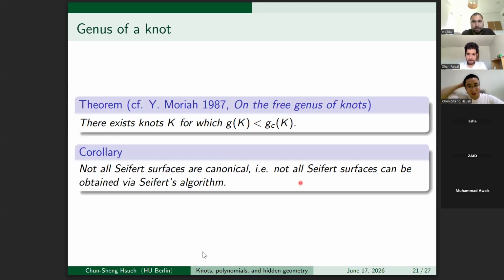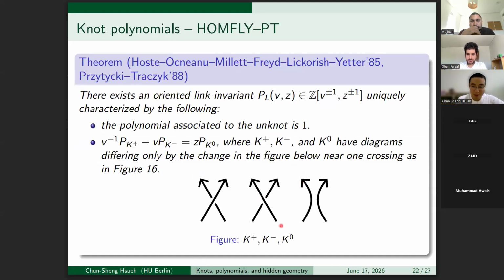And so now, the title of my talk was knots. We have been talking a lot about them, and now this is where the polynomials come in. This is really just one among many applications of polynomial invariants defined for knots. Here I'm going to talk about something called the Homfly polynomial.